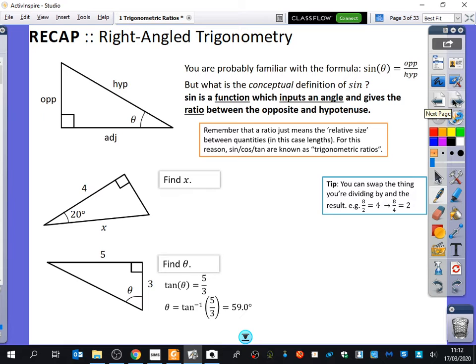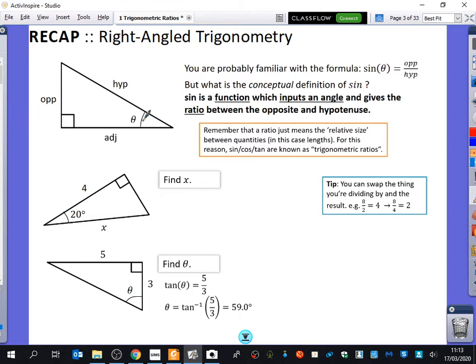So I've said you're probably familiar with the formula, sine theta equals opposite over hypotenuse, but what is the conceptual definition of sine? Well, sine is a function which inputs an angle and it gives the ratio between the opposite and the hypotenuse. And the reason that we're allowed to do that is because for any triangle that has a particular theta, or a particular angle for one of them, and it's right-angled, the opposite divided by the hypotenuse, no matter how large the triangle was, because they're similar triangles, that ratio would always be the same.